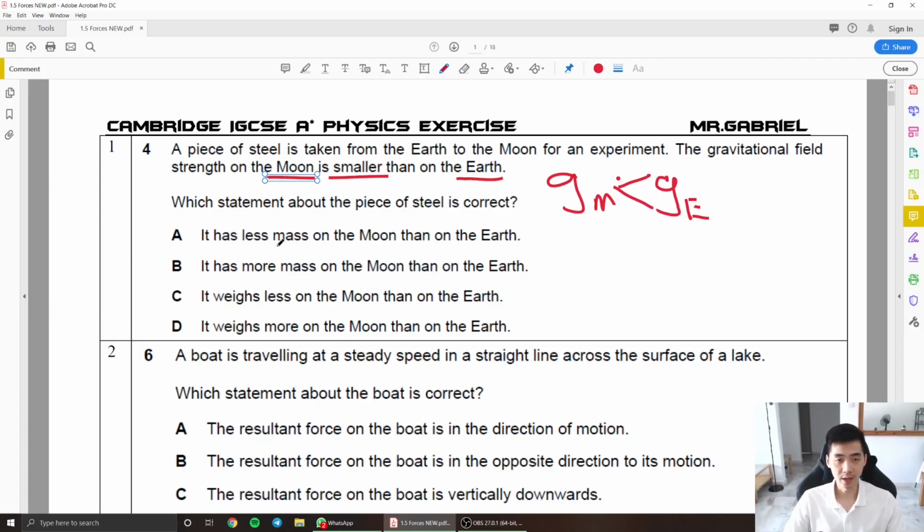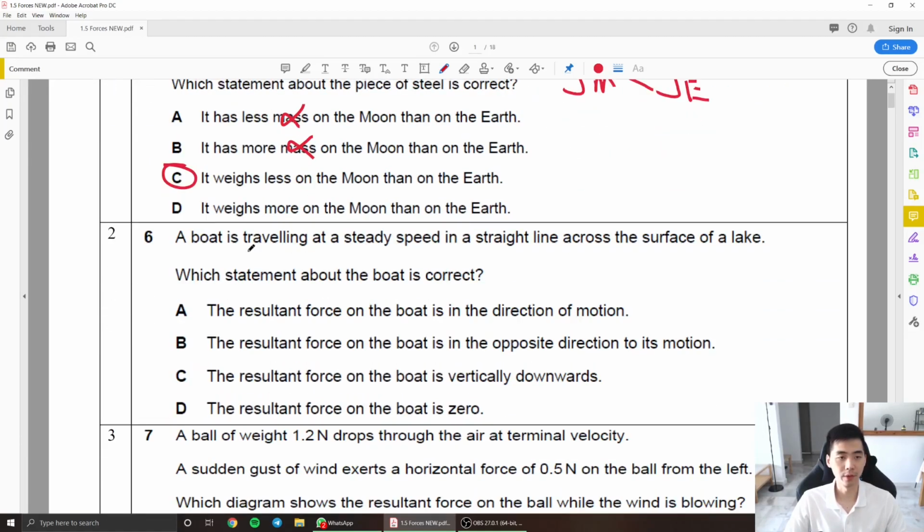It has less mass on the moon than on Earth. Not true. Mass does not ever change. It has more mass on the moon. Not true as well. It weighs less on the moon than on Earth. Definitely true, because weight is affected by gravity.